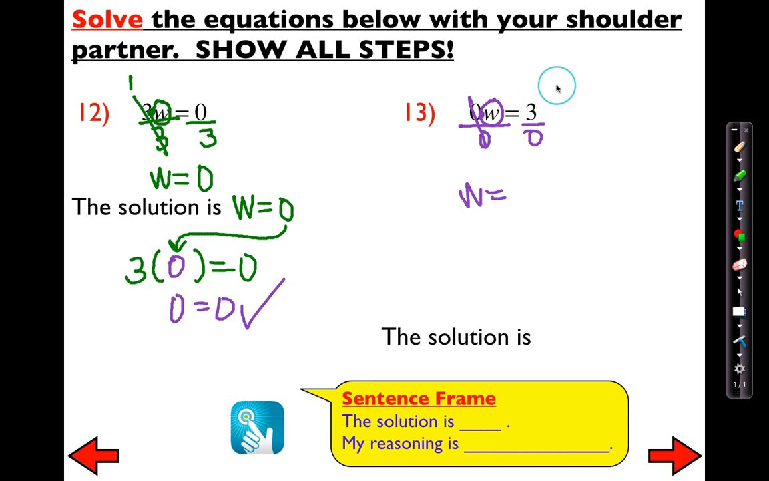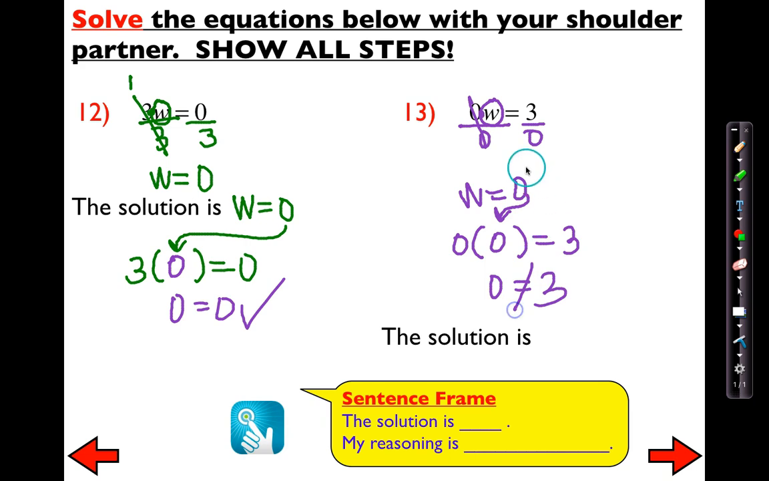Let's assume we thought it was 0 for a second. We did already talk about things like this, but let's go ahead and pretend we thought it was 0. If I were to check my work, I would have 0 times a value for W equals 3. I would plug in this 0 and say, hey, 0 times 0 is 0. Does 0 equal 3? No. So this tells us it cannot be 0. In fact, if you remember, this one would actually be no solution. Why though? Because you can't divide by 0.